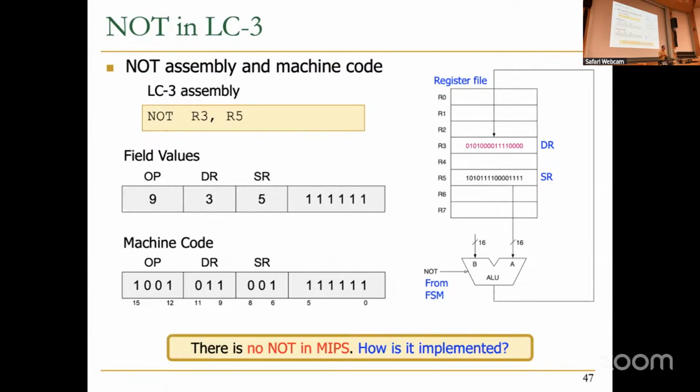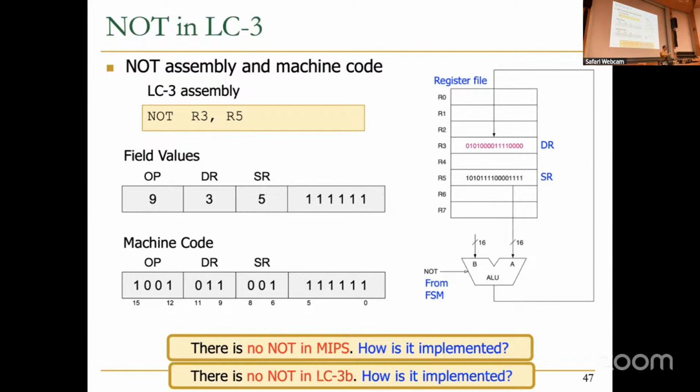So there's no NOT in MIPS. How is it implemented? Yes, exactly. XOR with one, that's one way of implementing it. Another way of implementing it is using NOR. Now you can think about that also. You could do it multiple ways in MIPS, actually.